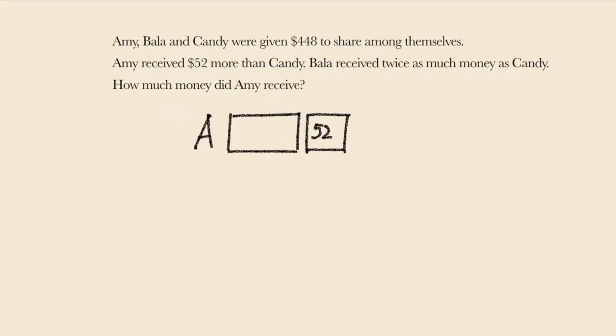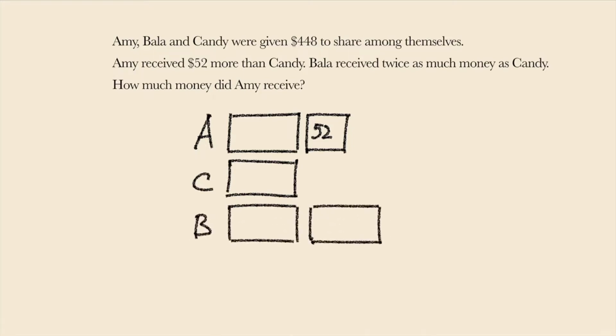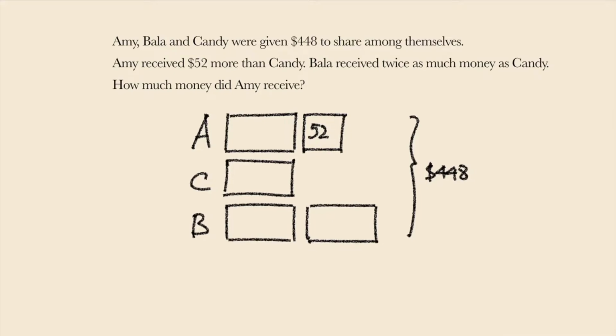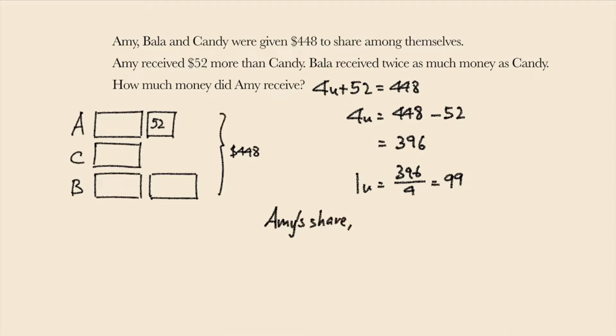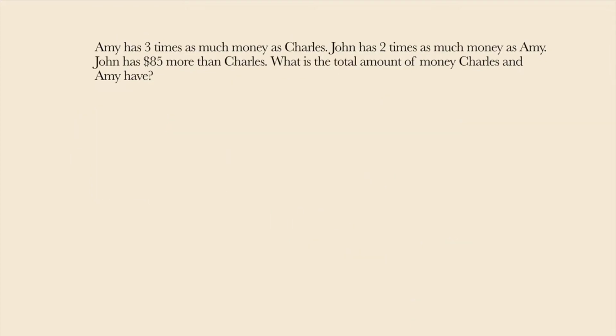Well, first step is to show that A had 52 more than C. Now, B has twice of Candy, so whatever Candy has, double that for Bala. Next, total is 448. So we can form an equation here, 4 units and a 52 make up 448. So move that 52 over, that's a subtraction. Then we find 1 unit. And looking at the diagram, Amy's share is not 1 unit, Amy's share is 1 unit plus 52. So do that addition and you will arrive at 151.